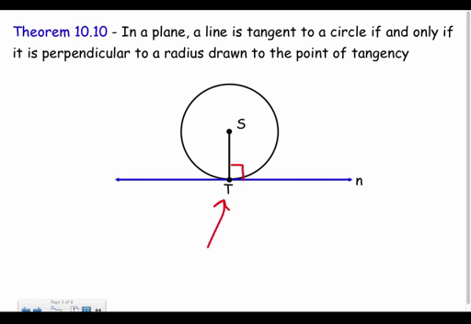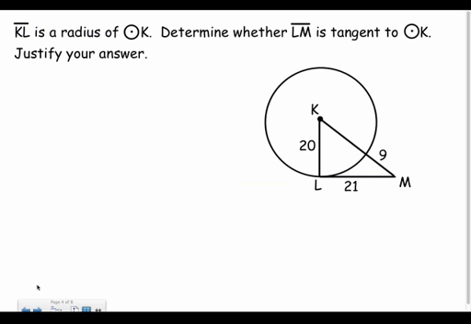And that would work no matter where I would draw a line. If I drew a line up here that was tangent at exactly 1 point about right there, and I drew a line from the center to the point of tangency, it would make a right angle. So just know that: the only time a line is tangent is if it's perpendicular to a radius. Let's use that information.